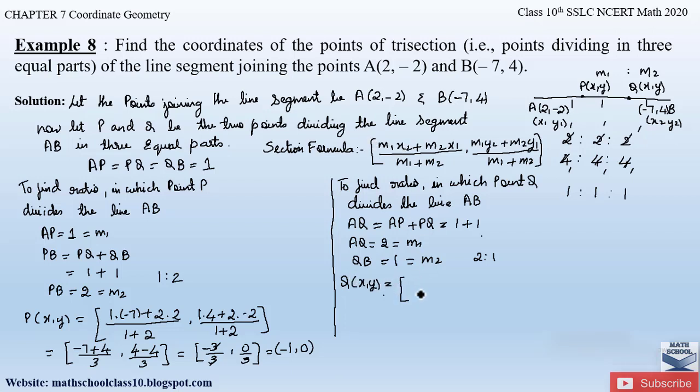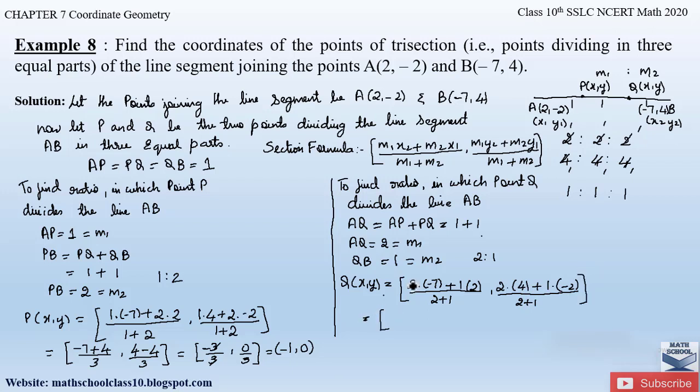Again here, what is the m1 value? It is 2 into x2 is minus 7 divided by m1 plus m2, it is 2 plus 1. Similarly, plus m2. m2 is also 1 into x1 is 2 divided by m1 plus m2, that is 2 plus 1. Similarly, y coordinate is m1 into y2. Here m1 is 2 into y2 value is 4 plus m2 is again 1 into y1 value is minus 2 divided by m1 plus m2, that is 2 plus 1.